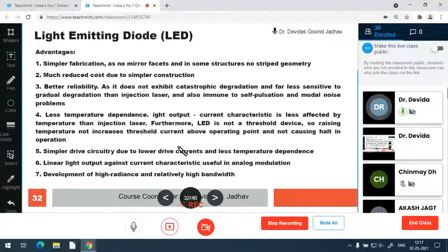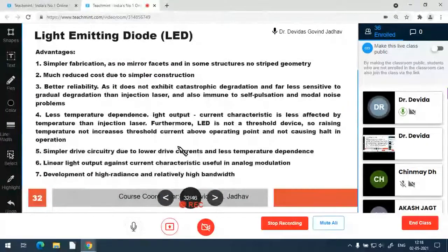So what are the advantages? Advantages of laser we have seen. Monochromatic is also there, coherent is there, then very high power output is there, then pencil-like beam, very directive beam are there. What are the advantages of LED then? LED is simple in fabrication as there are no mirror facets and in some structures no strip geometry is also required. High radiance LED requires double heterojunction, strip geometry, etc. But low radiance or low power LED do not require that also. So it is simpler fabrication.